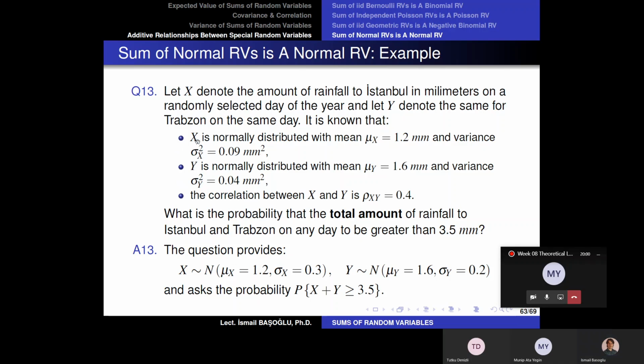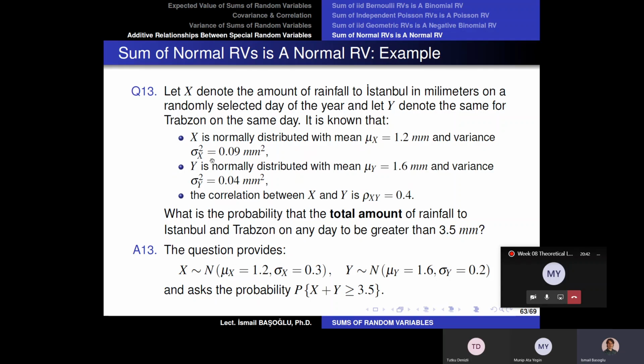Now, X, the rainfall in Istanbul, is normally distributed with 1.2 millimeters mean, and the variance is equal to 0.09 millimeters squared. And the rainfall in Trabzon is normally distributed with a mean of 1.6 millimeters and variance of 0.04. Now you see the expected amount of rainfall in Istanbul is less than the expected amount of rainfall in Trabzon. I mean, that is actually pretty normal. We know that we experience rain in Trabzon much more than we experience it in Istanbul.